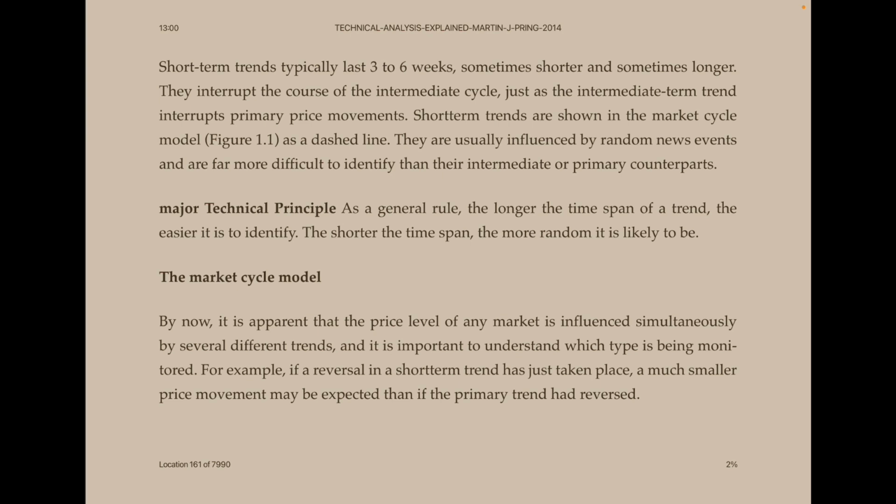They are usually influenced by random news events and are far more difficult to identify than their intermediate or primary counterparts. Major technical principle. As a general rule, the longer the time span of a trend, the easier it is to identify. The shorter the time span, the more random it is likely to be.